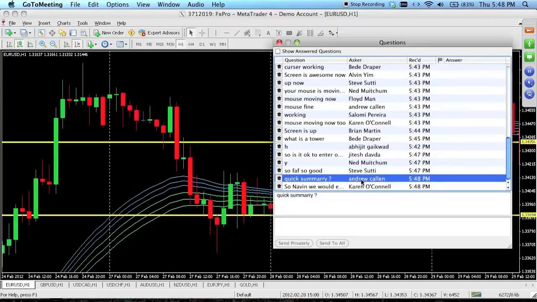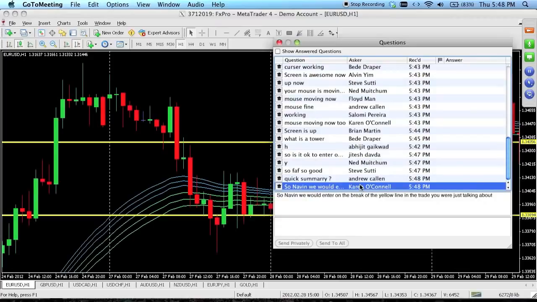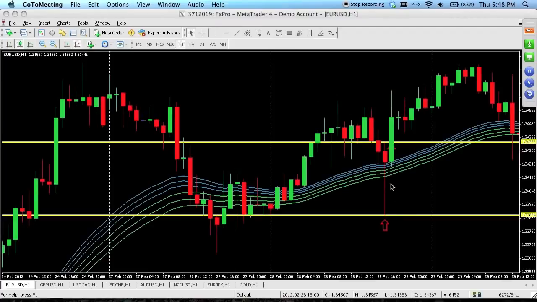Andrew, you want a quick summary? Okay, we'll do a quick summary. And Karen is saying, so Naveen, we would enter on the break of the yellow line in the trade you were just talking about. Yes, at the moment the yellow line is broken, you would be going long.